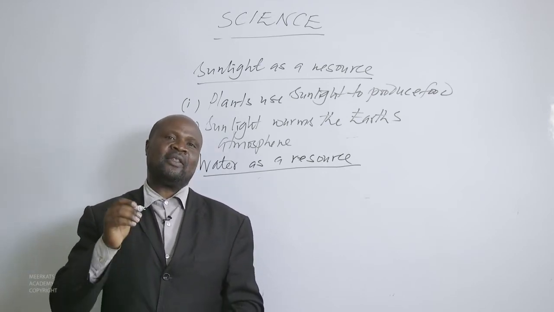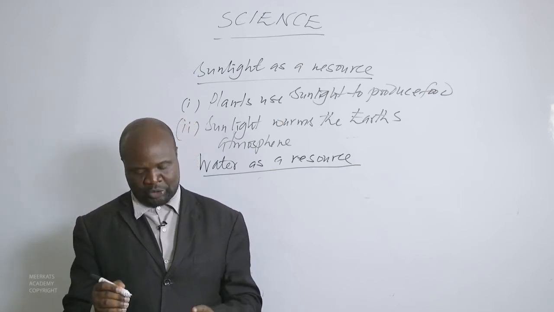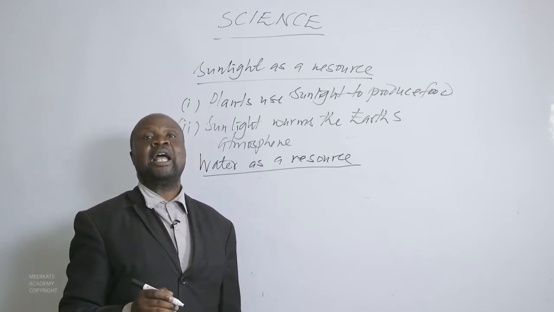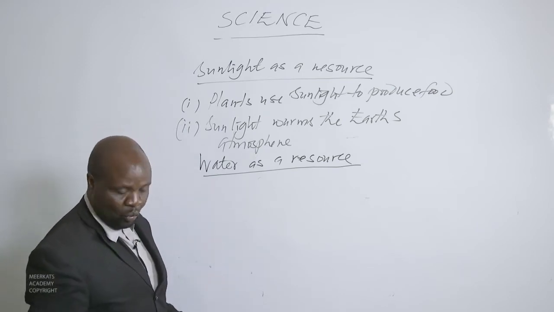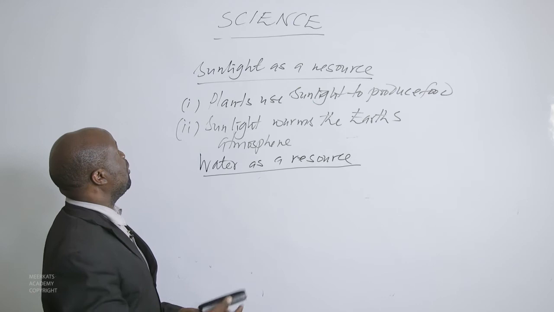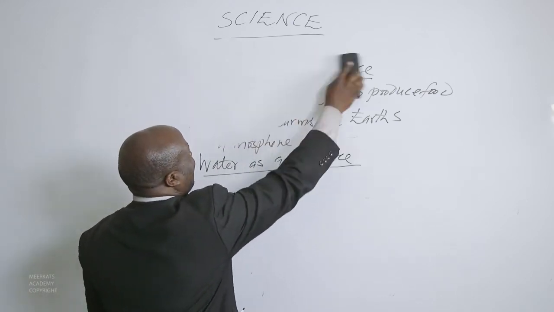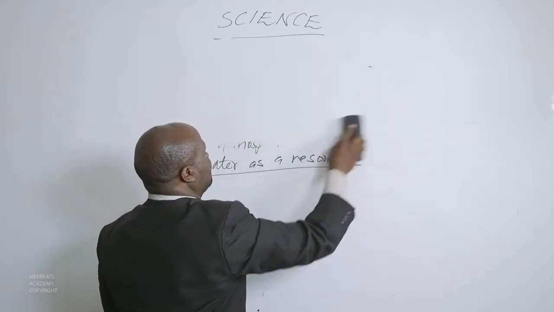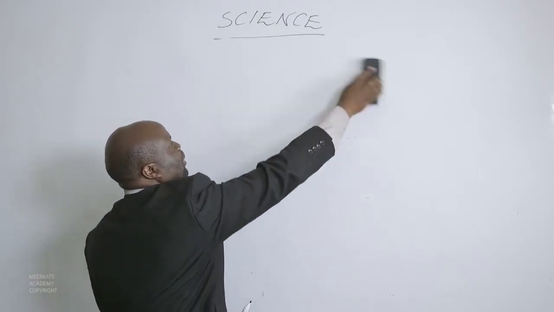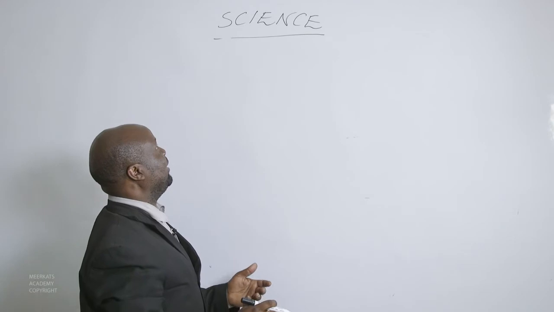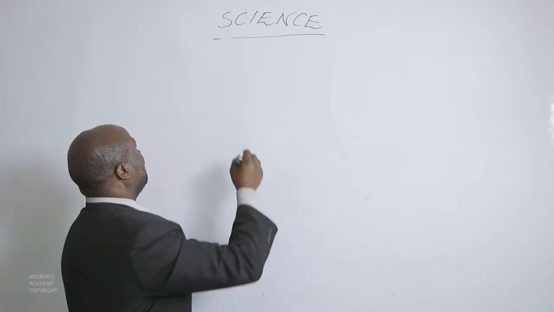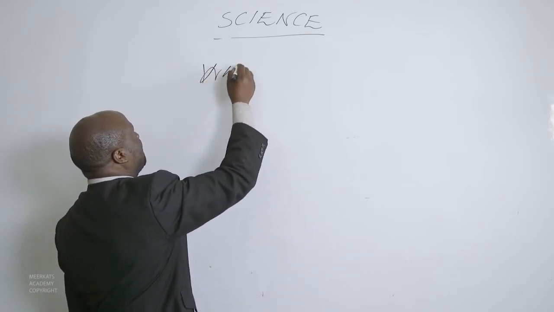Then we are saying this most important resource, which is water, is a renewable resource. We have seen sunlight as a renewable resource. It is renewable because as long as the sun keeps on rising and shining, then you have sunlight. But we are saying water is a renewable resource.